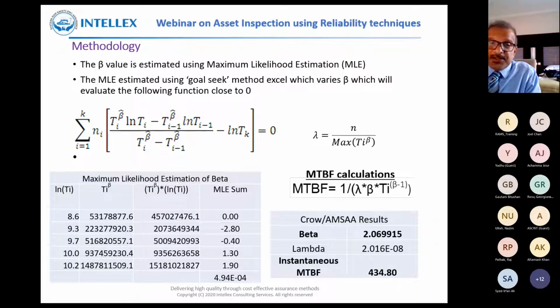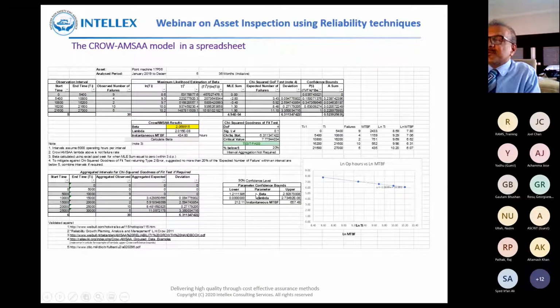So this is, in a nutshell, the Crow-AMSAA methodology. I don't think the time will allow me to explain more than this, but how we use that I will show there. I mean, the spreadsheets give a little bit more.